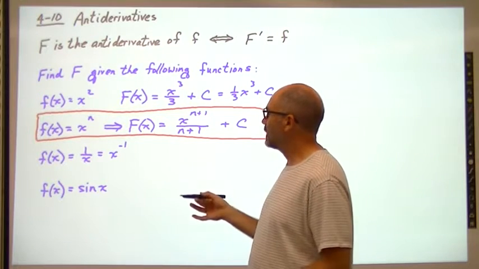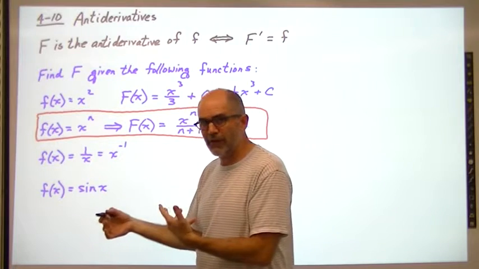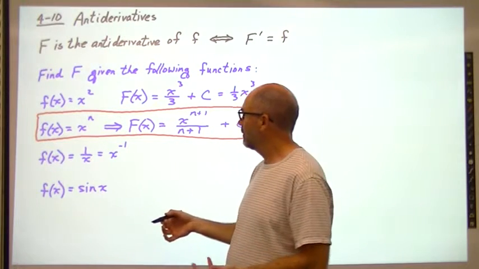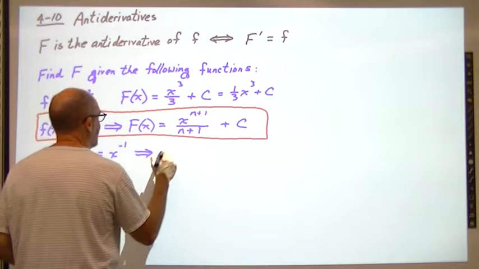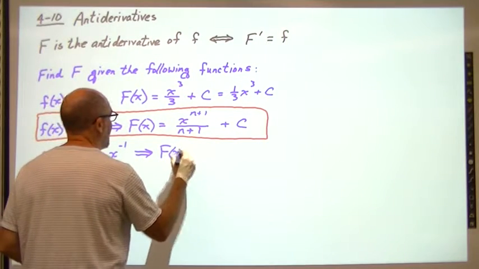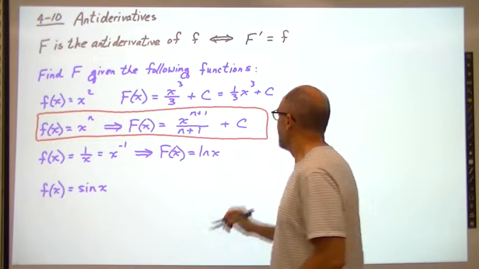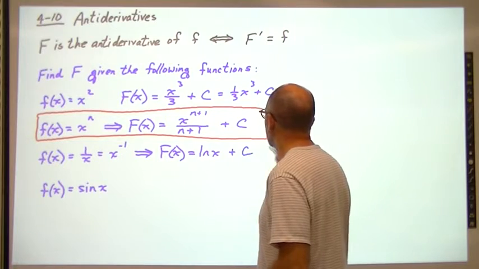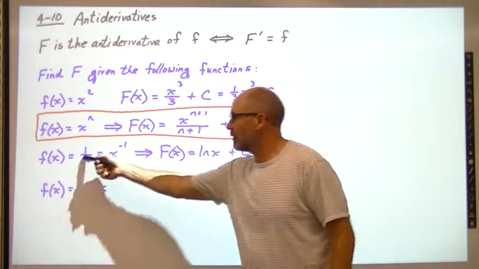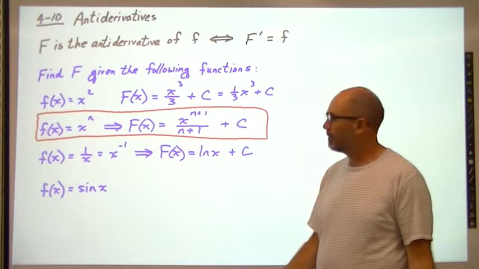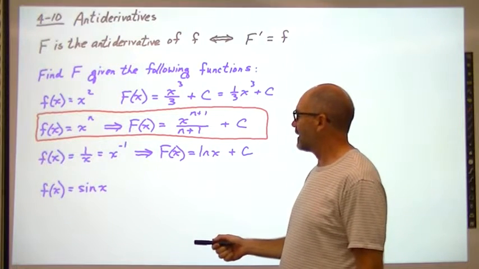Well, let's just think. What is it that when I take the derivative, I get 1 over x? It's natural log x. So see, the antiderivative then would equal natural log x. So, oops, and I forgot plus c, of course. And so if I take the derivative of natural log x, I get 1 over x. Bam!